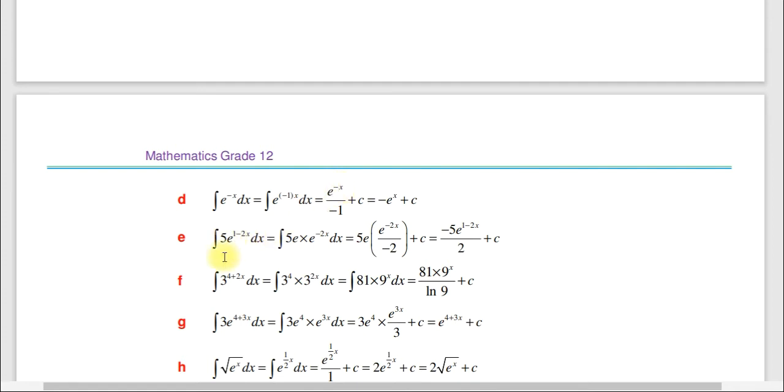Another one: the integral of 5 e to the power of 1 minus 2x dx, which is equal to 5e times e to the power of minus 2x. When we separate them, it is e to the power of 1 and e to the power of minus 2x. So it is 5e into e to the power of minus 2x over minus 2 plus c, which is minus 5 e to the power of 1 minus 2x over 2 plus c.